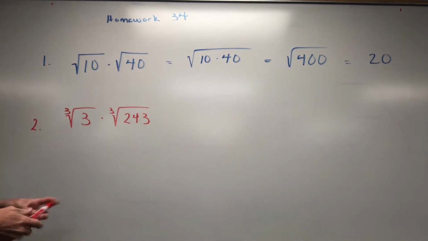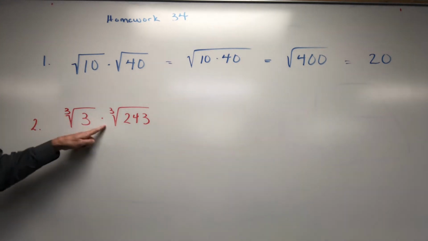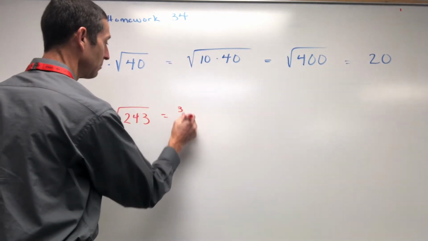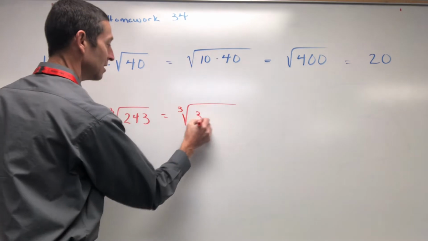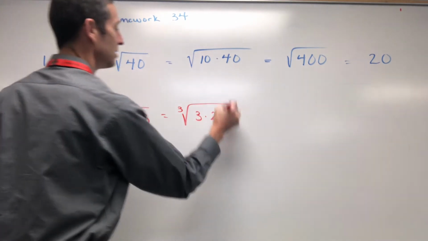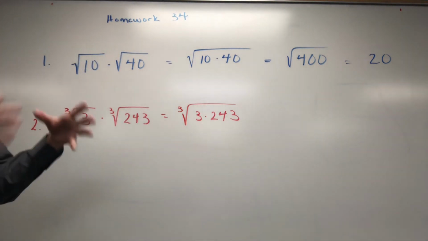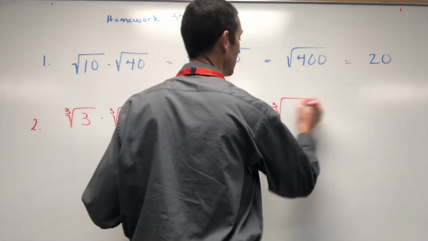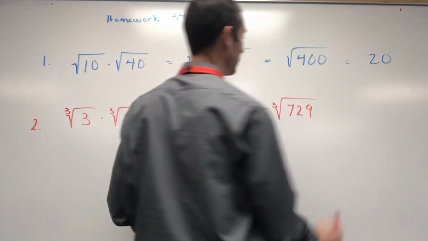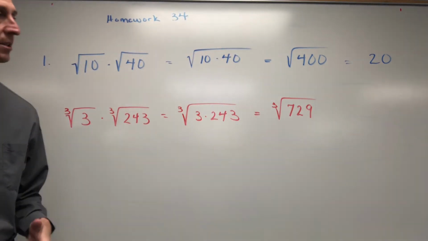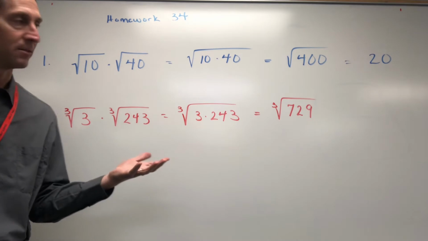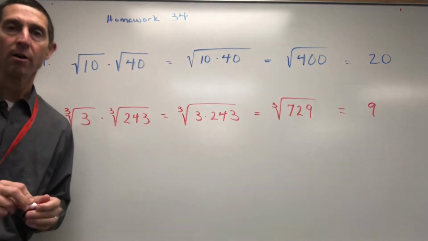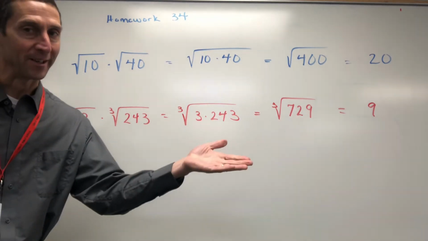We can do cube roots the same way. This is cube root, this is cube root. So when you're multiplying, you can make one giant cube root and do 3 times 243. And then when you multiply that together, what is that, 729? Cube root of 729. So again, need the calculator today, but you probably know 729 by now. Cube root of 729, that's going to be 9. So when you start off on this assignment, they work out nice and neat.